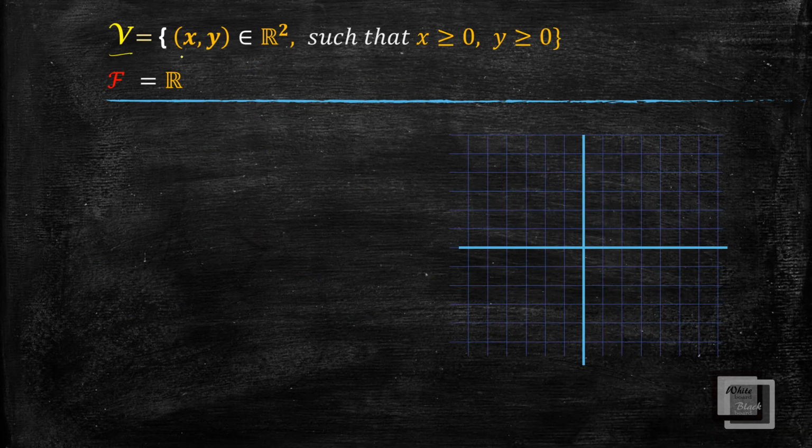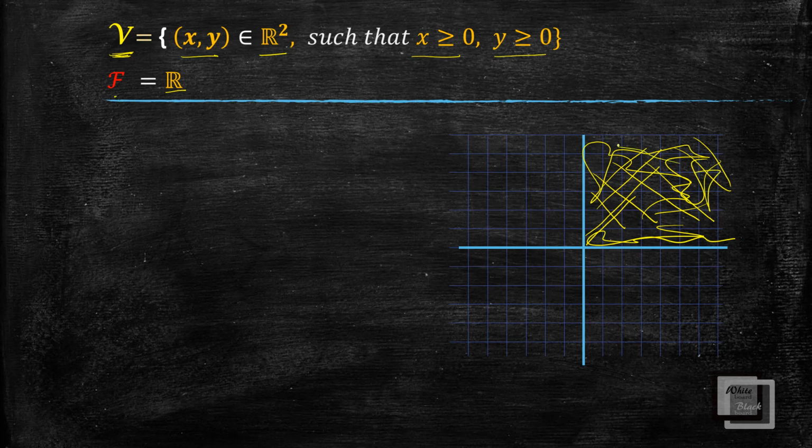V contains elements (x, y). (x, y) are elements from the two-dimensional space, or say R square, such that x is greater than or equal to 0, y is greater than or equal to 0. Let field F also be the set of real numbers. So here this non-empty set V represents the first quadrant of the two-dimensional space.